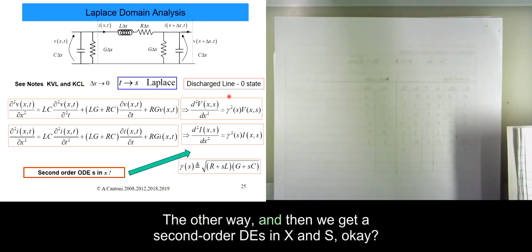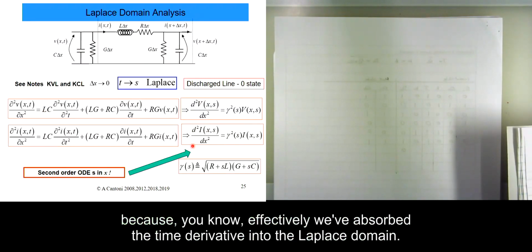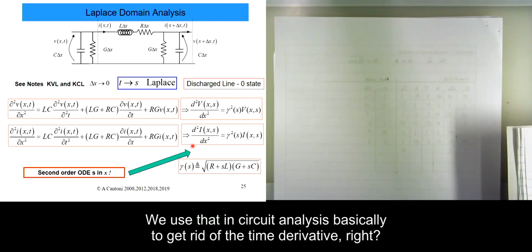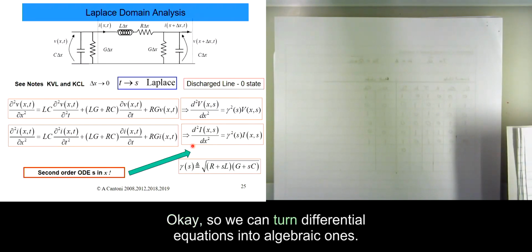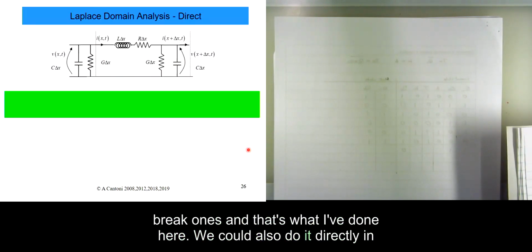Then we get second order DEs in x and s. These are not partial DEs anymore; they're normal differential equations, because effectively we've absorbed the time derivative into the Laplace domain. We use that in circuit analysis basically to get rid of the time derivative. So we can turn differential equations into algebraic ones, and that's what we've done here. We could also do it directly in the Laplace domain.